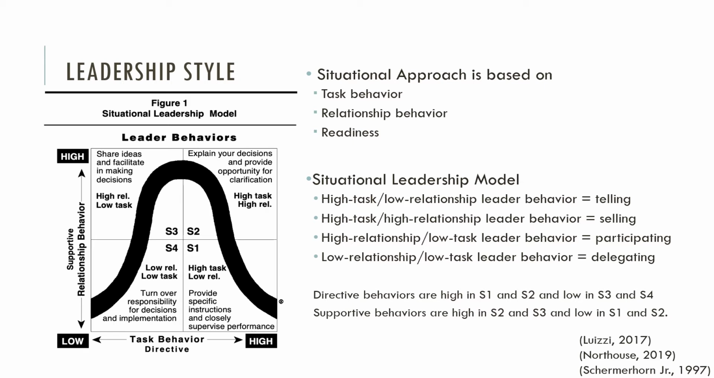So this shows how directive and supportive leadership behaviors can be combined for each of the four different leadership styles. The arrows at the bottom and the left side show that directive behaviors are high in S1 and S2 and low in S3 and S4, whereas supportive behaviors are high in S2 and S3 and low in S1 and S4.